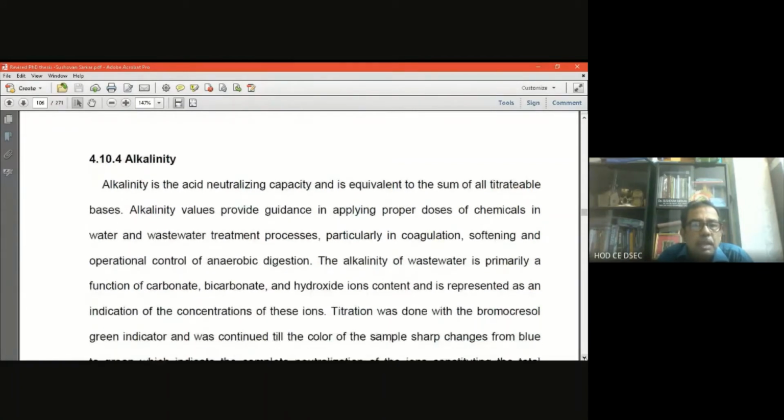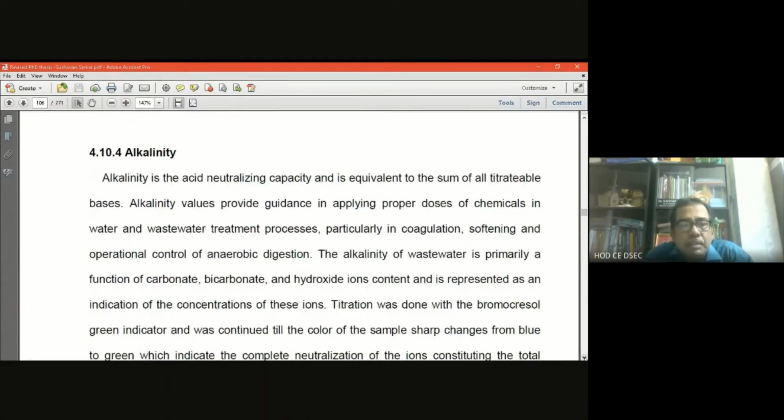Now, alkalinity. What is alkalinity? I have already described it, but now I am telling you how it is determined. How this parameter, this characteristic of wastewater, can be determined in the lab, you have to know as a civil engineer. Alkalinity is the acid neutralizing capacity. It is a characteristic of the wastewater which indicates its acid neutralizing capacity, and is equivalent to the sum of all titratable bases. Alkalinity is due to bicarbonate, HCO3 minus, hydroxide, and carbonate, the three main ions that we have seen.